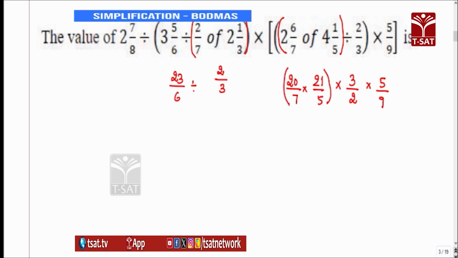Now, you can cancel it and simplify it. 3 is 5, 5 cancel, 9, 9 also cancel. So, simply this bracket is 20 by 2, which is 10. Then come to the first one. This is 16 plus 7, 23 by 8 divided by, you have 23 by 6 into 3 by 2.